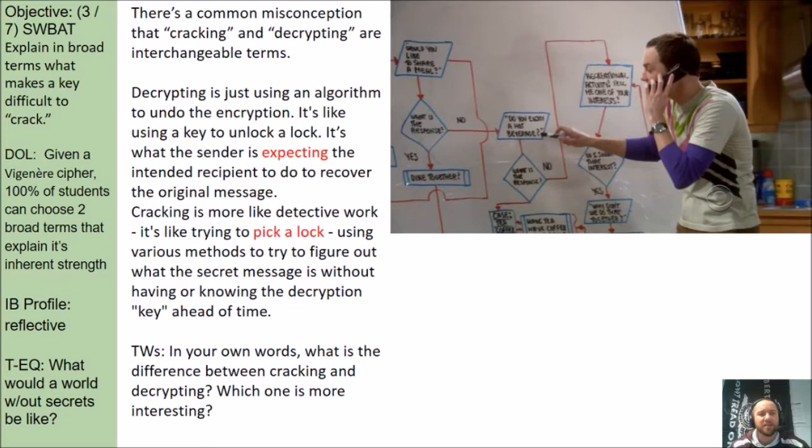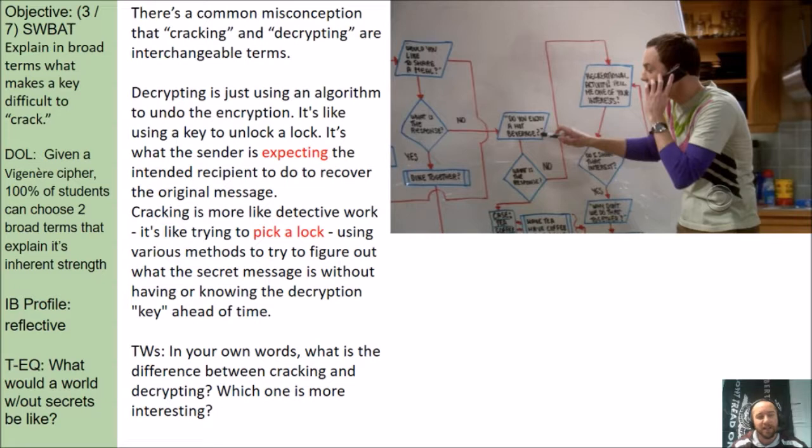There's a common misconception that cracking and decrypting are interchangeable terms, so let's just get our terms right. Decrypting is just using an algorithm to undo the encryption. It's like using a key to unlock a lock. It's what the sender is expecting the intended recipient to do to recover the original message.